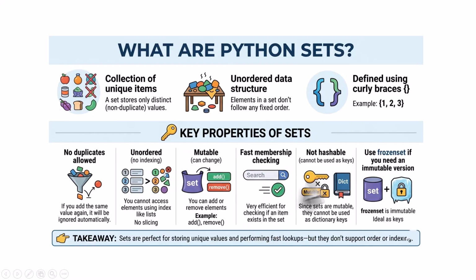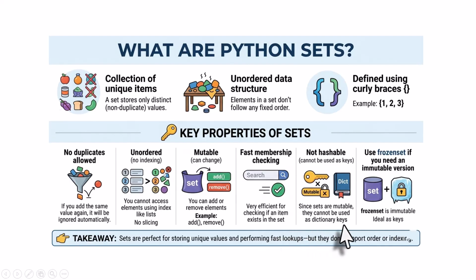And also set is not hashable, that is sets cannot be used as keys. Since sets are mutable, they cannot be used as dictionary keys. And you can use frozen set if you need an immutable version. So the takeaway is, sets are perfect for storing unique values and performing fast lookups, but they don't support order or indexing.